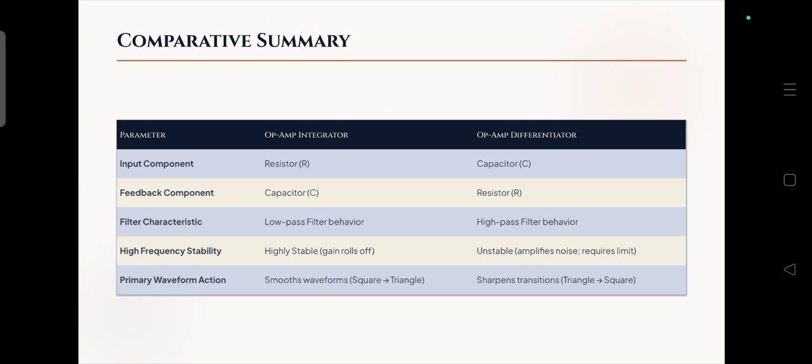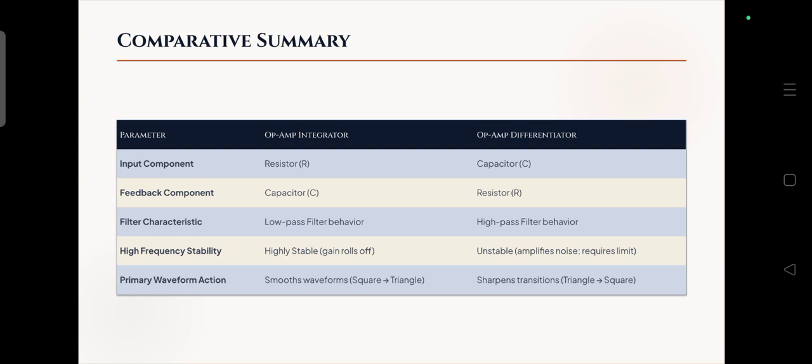This is the comparative study of the integrator and differentiator using the op amp. The parameters we consider are: first, the input component; second, the feedback component; third, the filter characteristics; fourth, the high frequency stability; and fifth, the primary waveform action. First is the input component. In the integrator, the input component is a resistor. In the differentiator, the input component is a capacitor. The feedback component is a capacitor in the integrator. In the differentiator, the feedback component is a resistor.